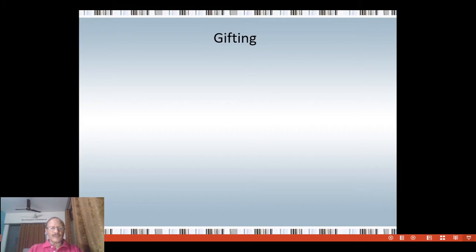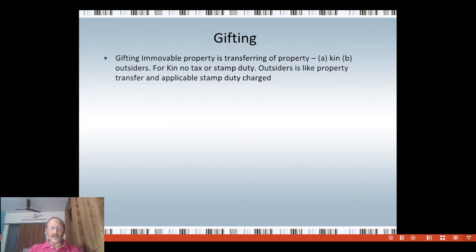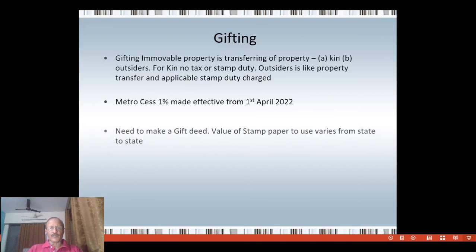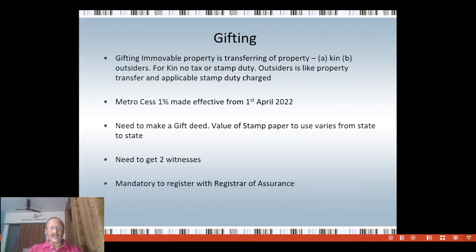Gift. As you all know, gift is giving away something. It is given out of natural love and affection to someone close or within the kin. Sometimes there are some obligations, sometimes it is given for safety also. Mostly it is given within relations, but sometimes it is also given to outsiders. This is akin to donating. When you are gifting to kin out of natural love and affection and there is no pressure or coercion, then you have to pay a registration charge of 1%. That is basically the metro cess in Maharashtra.